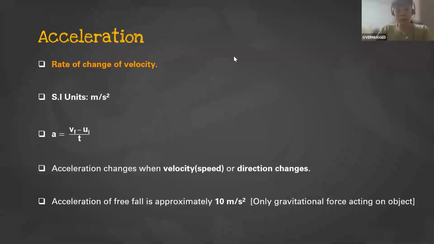Okay, then now let's go to the third term, acceleration. Acceleration refers to the rate of change of velocity. The SI units will be meter per second squared. So first, let's try to understand why the units are like that. Acceleration actually means: is your speed changing or not? If there's a change in speed, there will be acceleration.